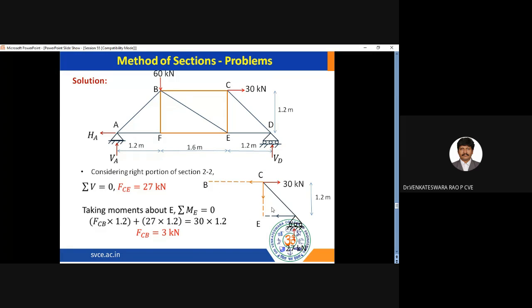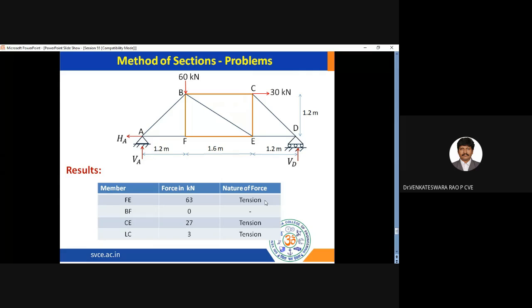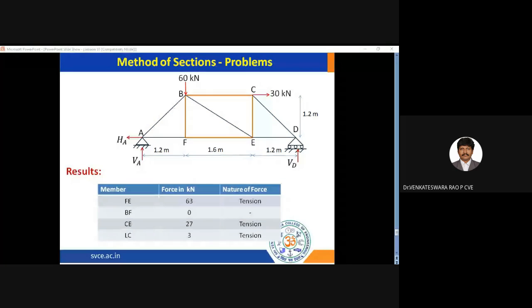Okay. Yeah. So please go through this. Zero-force members are neither tension nor compression. Please note that. Yeah. Wait a minute. I will take that amendment. Sorry, I took extra 5 minutes. No way to finish the problem.